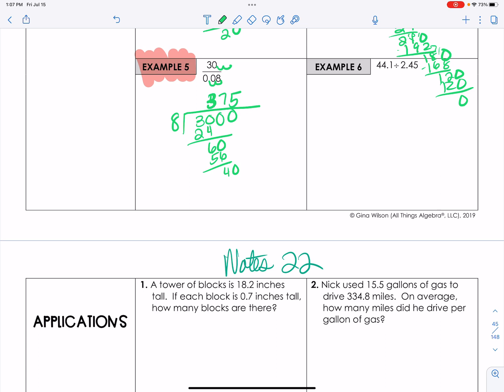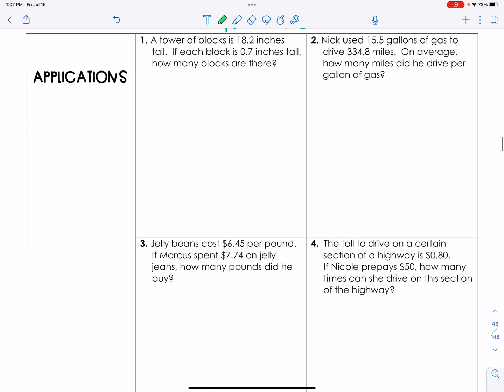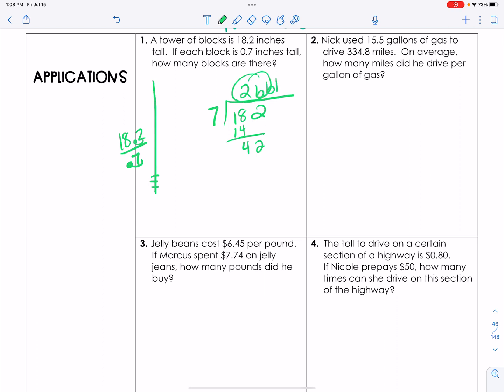All right, so let's take a look at number 1. A tower of blocks is 18 inches. If each block is, so the whole tower is 18.2 inches, but each block is 0.7. So I want to know how many blocks there are. So I'm going to do 0.7 divided by 18. So I'm going to have to move the decimal. So that's 7 goes into 182. So 7 goes in there twice, 4 left over, bring that down. So there's 26 blocks. Okay.